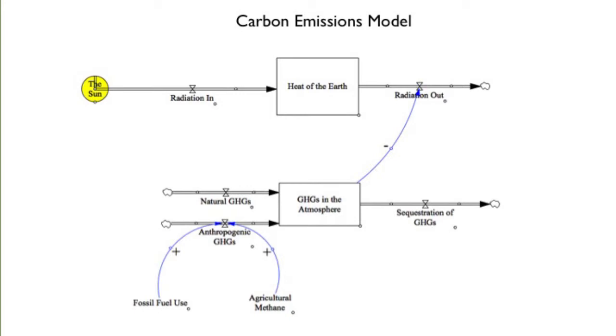The two major factors contributing to this flow of anthropogenic greenhouse gases are methane emissions from agriculture and carbon dioxide, and increasingly methane emissions, from the production and combustion of fossil fuels such as coal, oil, and natural gas. So the system is very simple, but it captures the major dynamics of climate change.